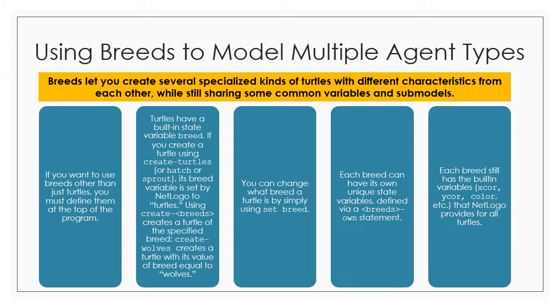And that's where breeds come in. Breeds let you create several specialized kinds of turtles with different characteristics from each other, while still sharing some common variables and submodels. Here are a couple of caveats. Breeds need to be defined at the top of the program. Turtles have a built-in state variable called breed. If you create a turtle using create-turtles, its breed variable is set by NetLogo to turtles. You can change the breed variable by using set breed, and each breed can have its own unique state variables defined with a breed's own statement. Lastly, each breed has any of the built-in variables that NetLogo also provides for all turtles.